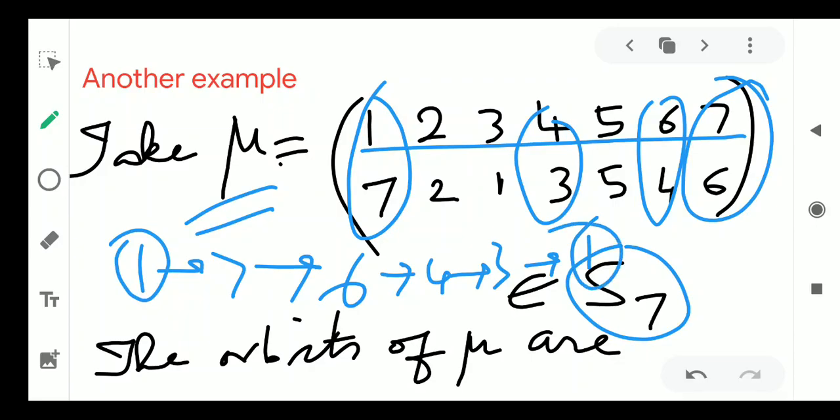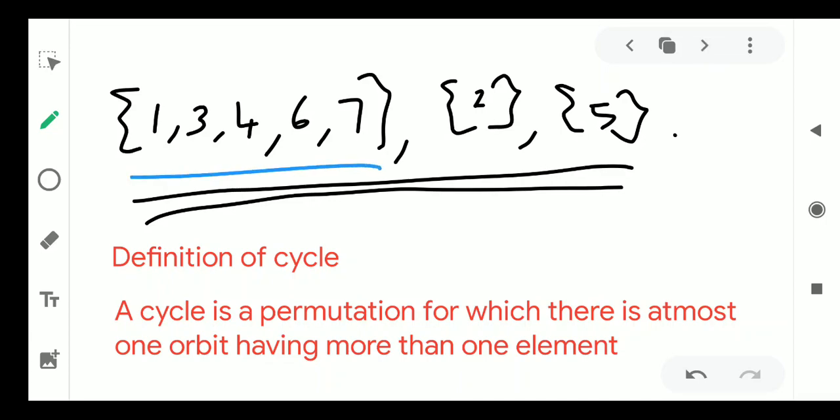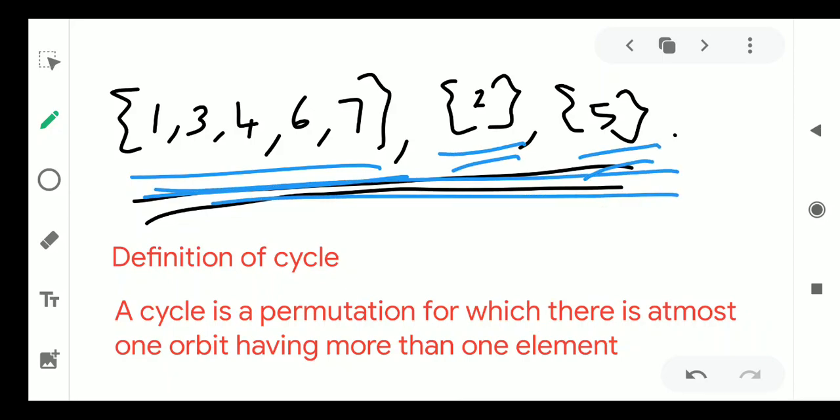So you can see that 1, 7, 6, 4, 3 will be in one orbit. Now what about the remaining? This is also counted. 2 goes to 2 and 5 goes to 5. So the orbits are {1, 3, 4, 6, 7} in one orbit, {2} is another orbit, and {5}. So these are the orbits of that mu.